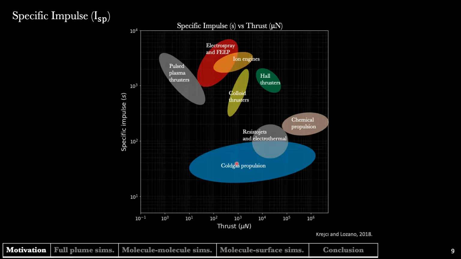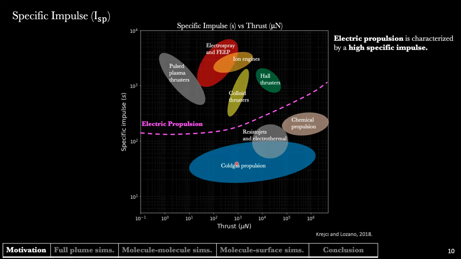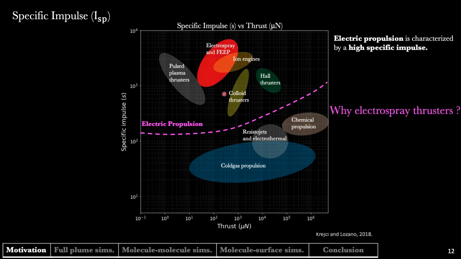And this figure here gives the specific impulse as a function of the thrust. And we can observe that all electric propulsion systems happen to be in the upper part of this figure. So electric propulsion is characterized by a high specific impulse. And in our work, we're specifically interested in electrospray thrusters. We can also ask why electrospray thrusters.